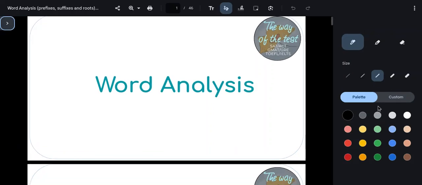Hi everyone, in this video we're going to learn how to analyze words in order to increase our vocabulary and also in order to be able to solve certain questions in certain exams without really knowing for sure what the meaning of the word is. So I'm going to teach you a couple of theoretical bases but also a couple of tricks of how to understand words even if we don't know them.